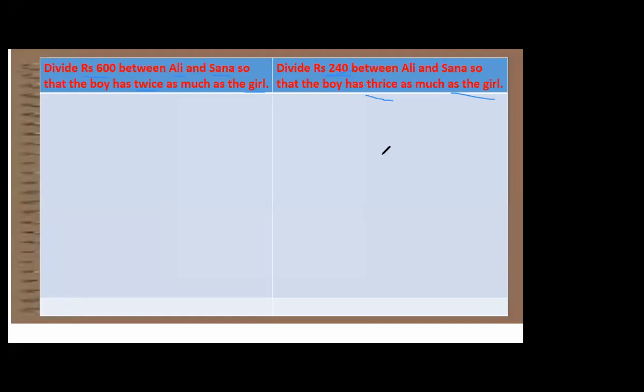Now, in the first question, what is the data? What is the difference? Here, twice is mentioned. So, what will be the ratio, Asya, for the twice? For twice, the ratio is 2 ratio 1. Very good.